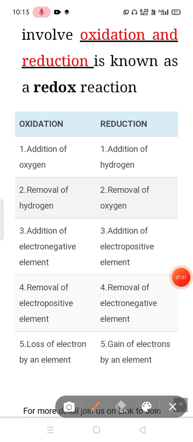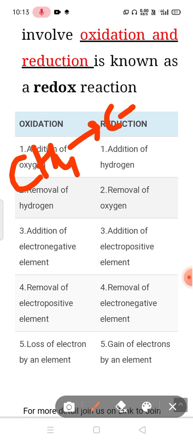Next is removal of hydrogen. For example, CH4 when heated converts into C plus 2H2. It is the removal of hydrogen.